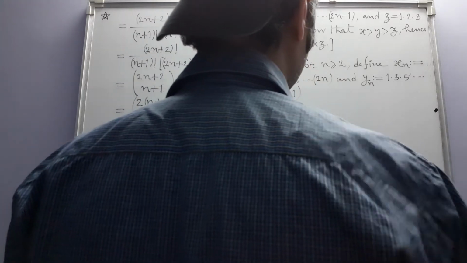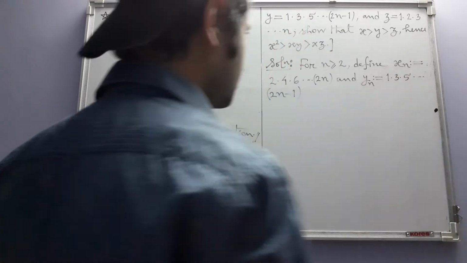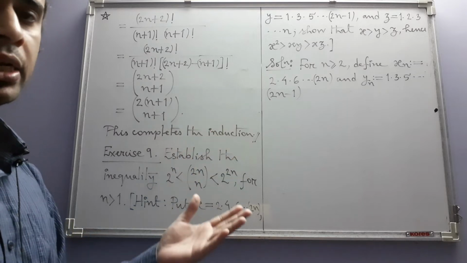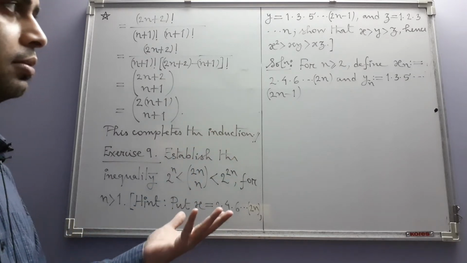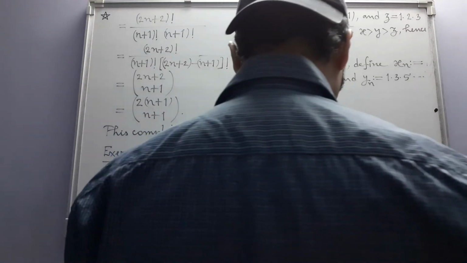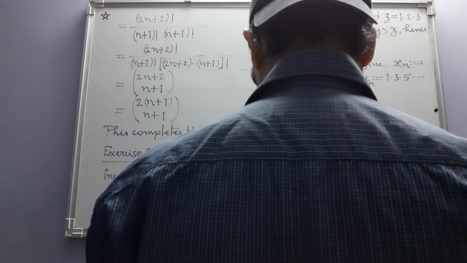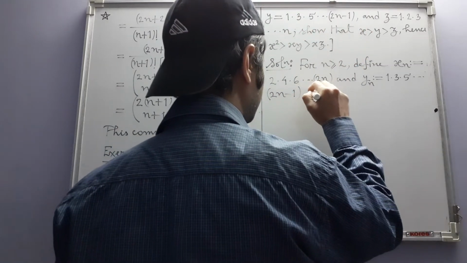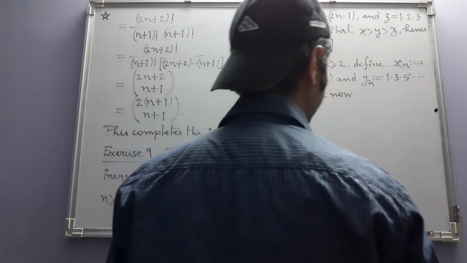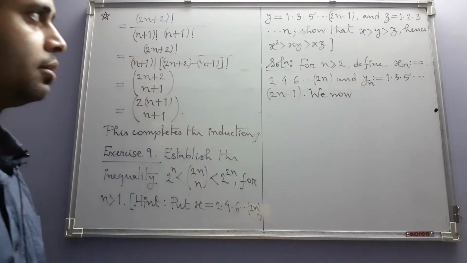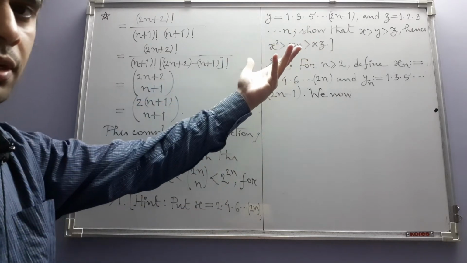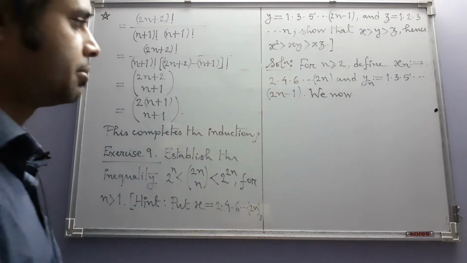The reason we are using suffixes here is that it shows that xn and yn are changing. It's not a fixed thing, it changes with n. Actually, we are just following the hint, but we haven't defined z because z is nothing but n factorial, so there is no need to define it separately.